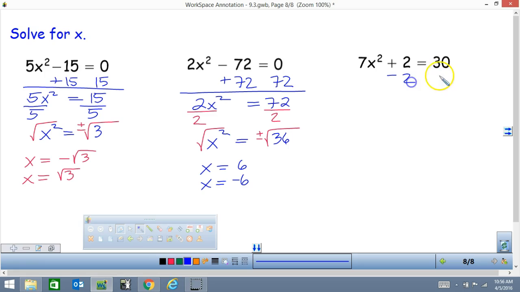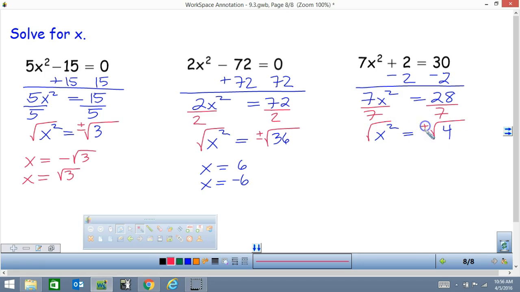Finally, subtract 2 from both sides on the last example. That leaves you with 7x squared equals 28. Divide both sides by 7. So x squared equals 4. Now you take the square root of both sides, include the plus or minus, and x equals 2, or x equals negative 2. The corresponding x-intercepts on the graph would be 2, 0, and negative 2, 0.